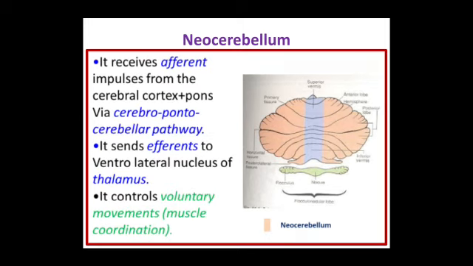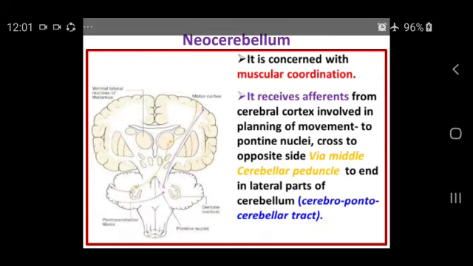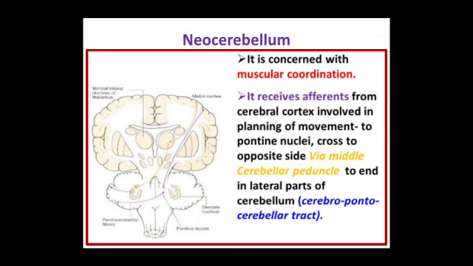It receives afferent impulses from the cerebral cortex plus pons via the cerebropontocerebellar pathway. It sends efferents to the ventrolateral nucleus of the thalamus. It controls voluntary movements, that is muscle coordination. It is concerned with muscular coordination.